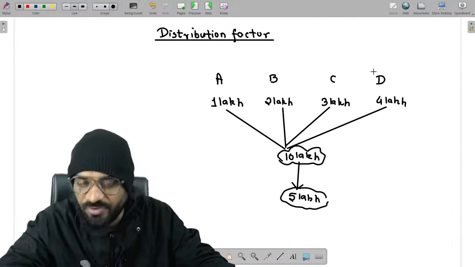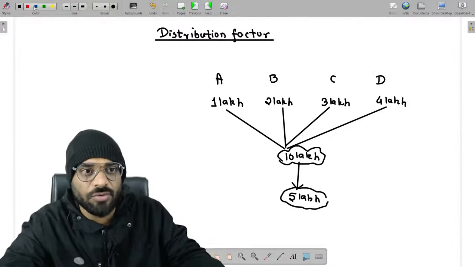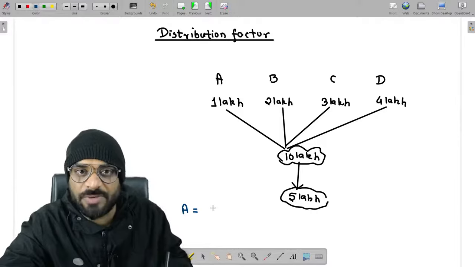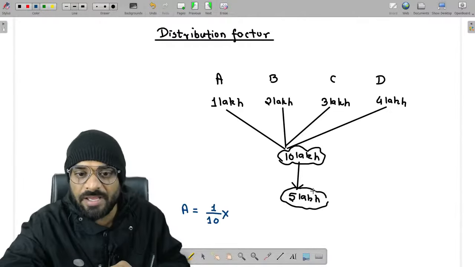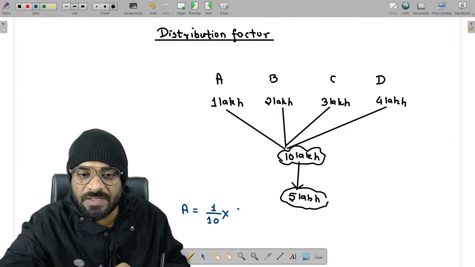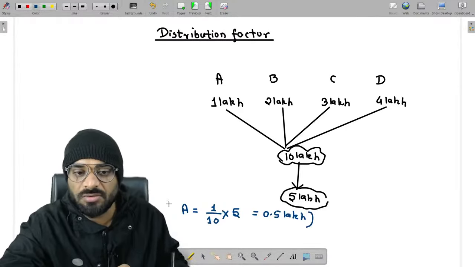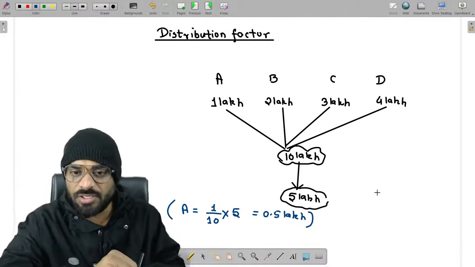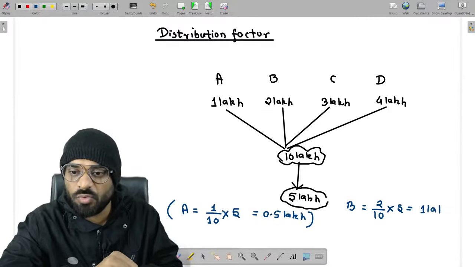Guys, very simple. If I want to calculate how much amount of profit A will get, the amount of investment by A is 1 lakh, total investment is 10 lakh, multiplied by the profit which we are getting, 5. So guys, this is the value of profit which will be taken by the friend A, right? Okay, what about friend B? We have to write 2 divided by 10 multiplied by 5. So guys, this value will be 1 lakh.